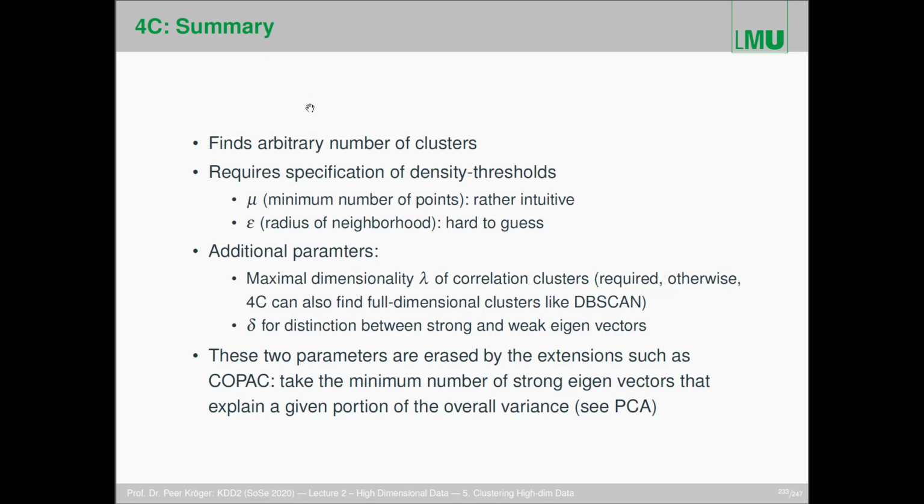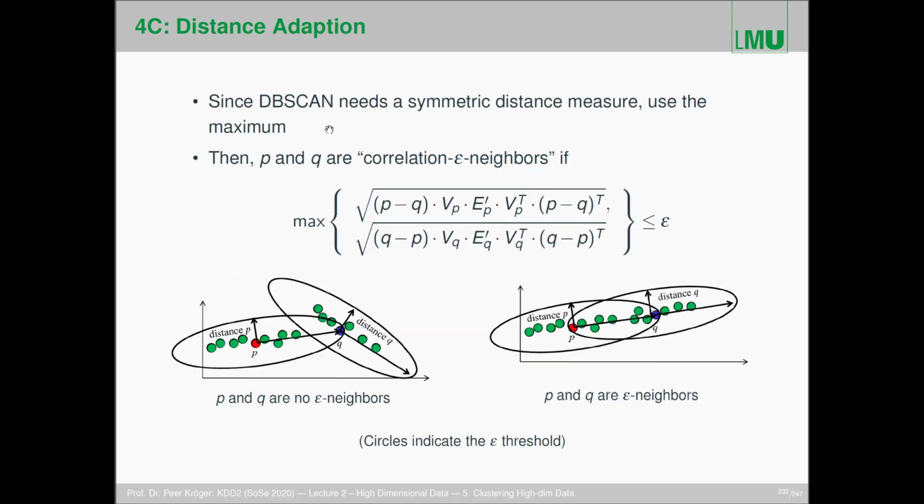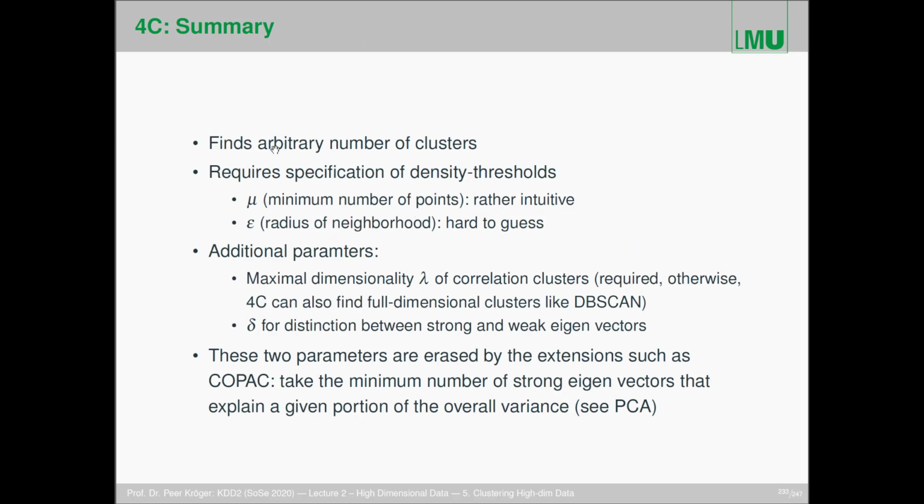So and then the algorithm works exactly like DBSCAN, using this formulation, or actually this distance function. That's it. So 4C, of course, finds arbitrary numbers of clusters like DBSCAN. It requires the specification of the density threshold as DBSCAN, which is minPts and epsilon.